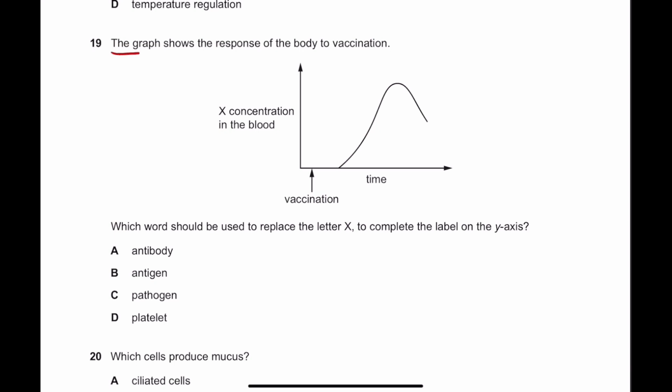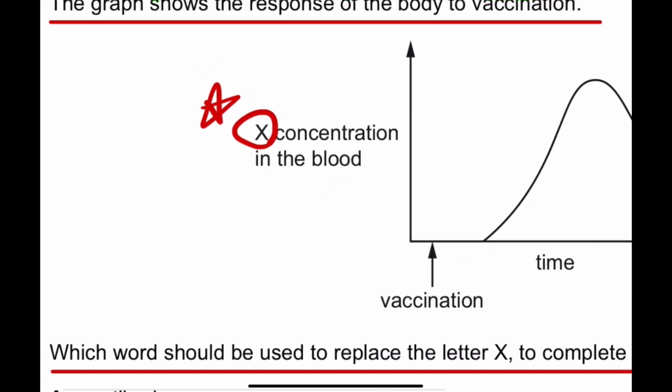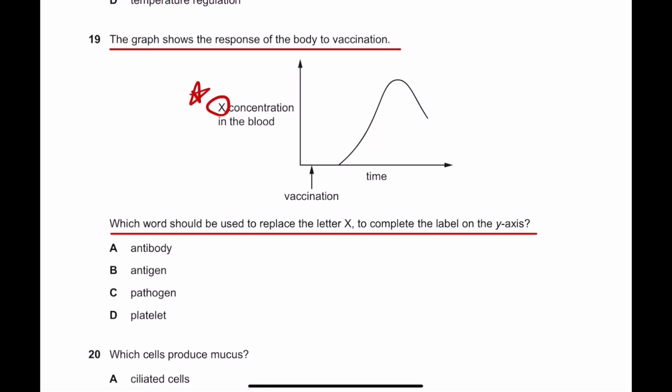Number 19. The graph shows the response of the body to vaccination. Which word should be used to replace the letter X to complete the label on the y-axis? As time goes by, we can see that the concentration of something in the blood increases. Why do we take vaccination? We want to increase the number of antibodies. Antibodies are the proteins that protect your body. So after vaccination, the amount of antibody that's produced within our body increases. That's how we protect ourselves by getting the vaccine shots against viruses and other pathogens as well. So A is the right answer for this one.